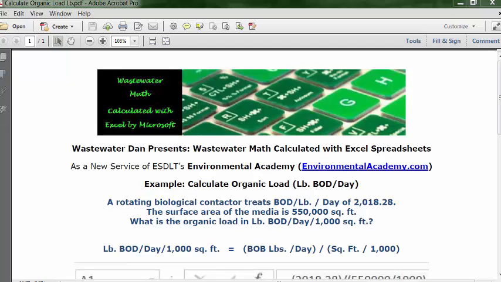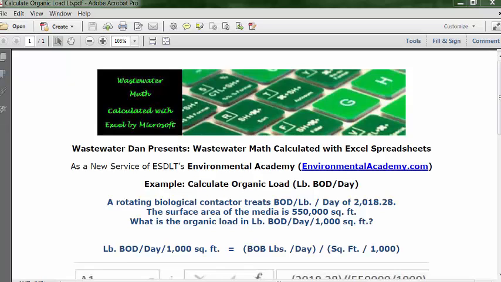Today's problem reads: a rotating biological contactor treats BOD at 2018.28 pounds per day. The surface area of the media is 550,000 square feet. What is the organic load in pounds of BOD per day per 1,000 square feet? So this is a concentration or organic loading problem, and we need to solve for pounds of BOD per day per 1,000 square feet.